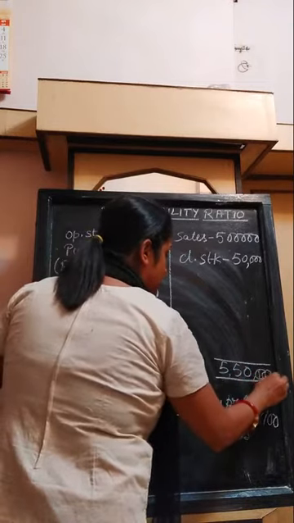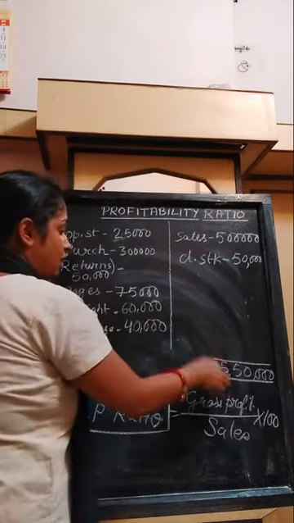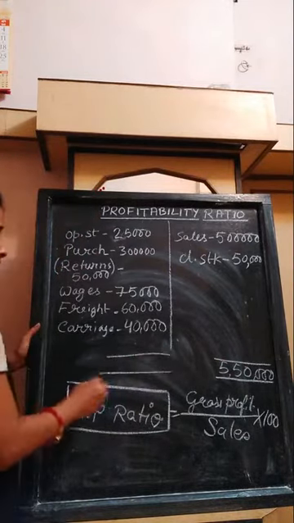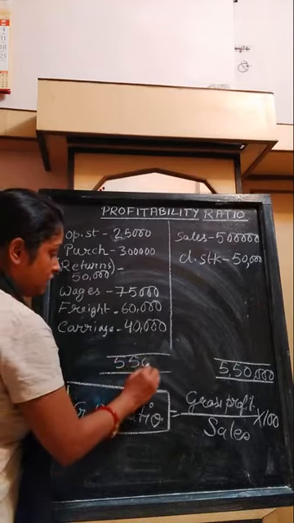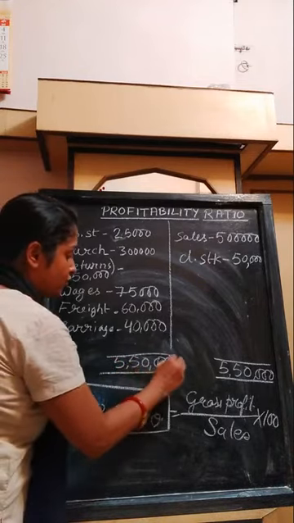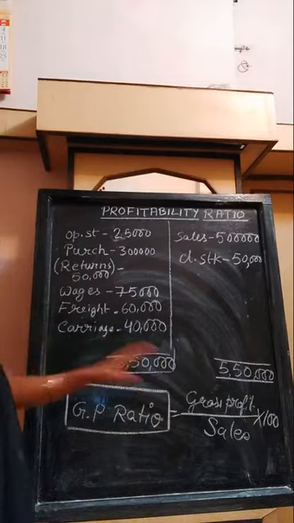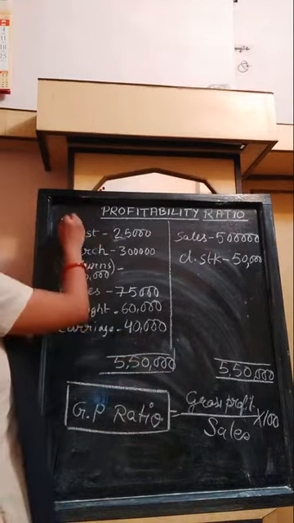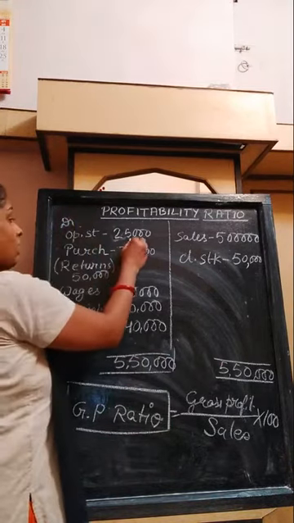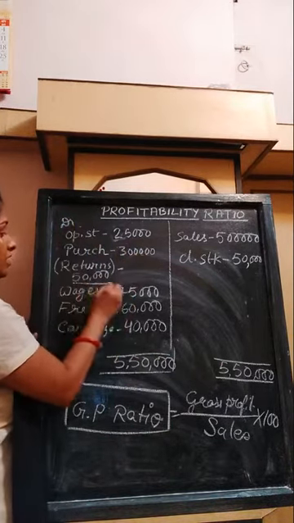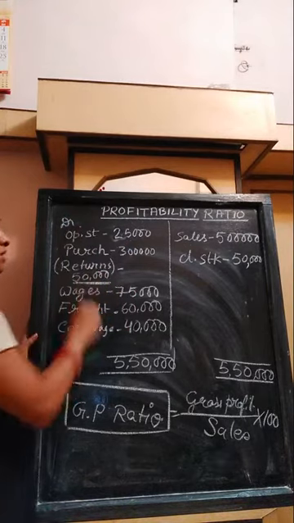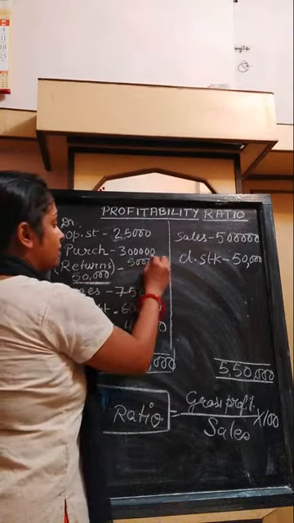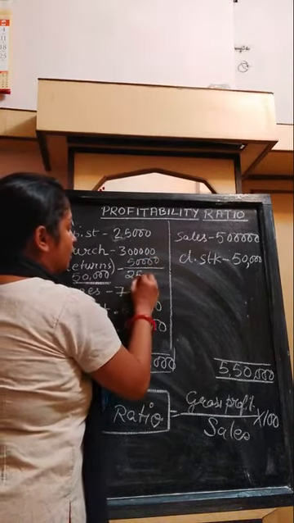5,50,000, because the sales was 5 lakh and closing stock 50,000. And here 5,50,000 we will write just the way we used to do the trading account in class 11. This total we will write over here. Deduct all the items in the debit side, that is opening stock, purchase less returns. Return was there 50,000 given. This returns means purchase return. So 3 lakh minus 50,000, that is 2,50,000.